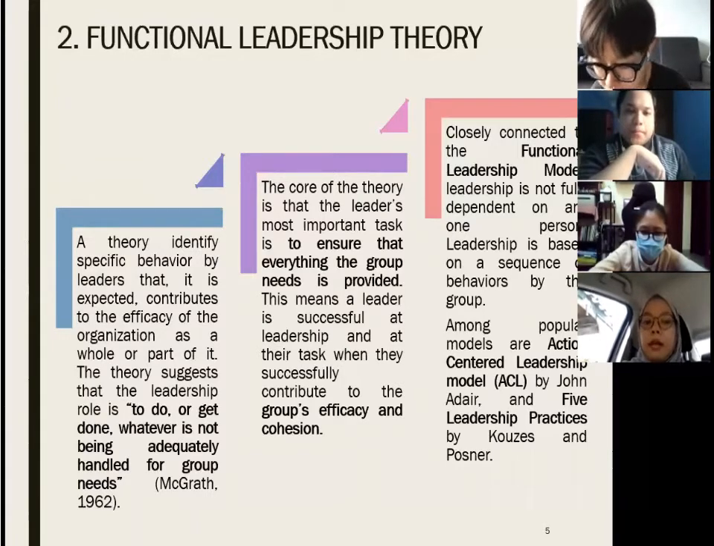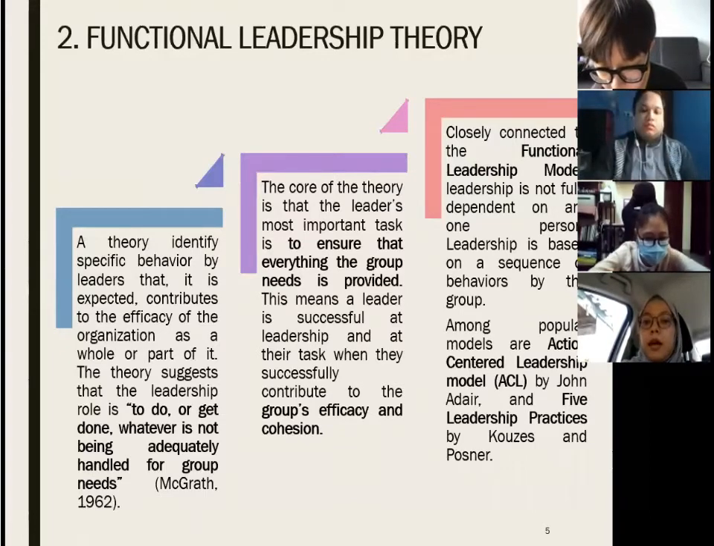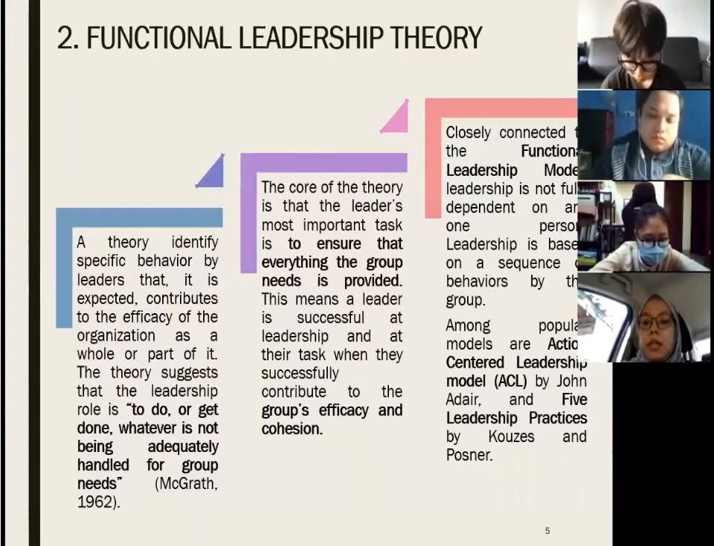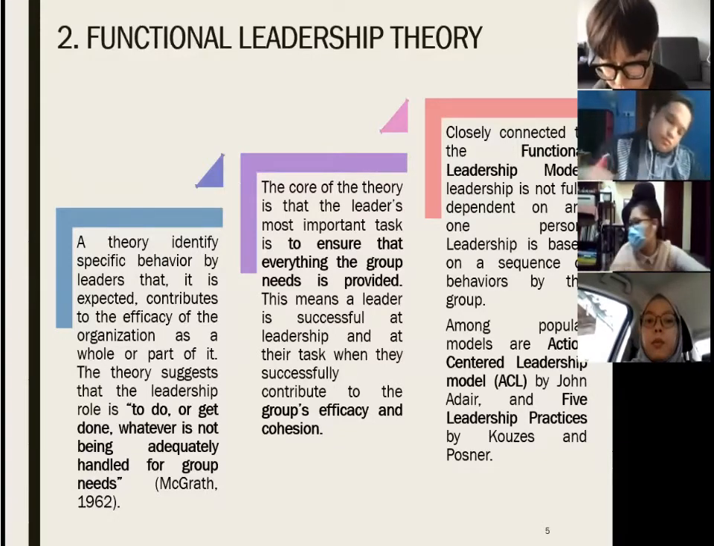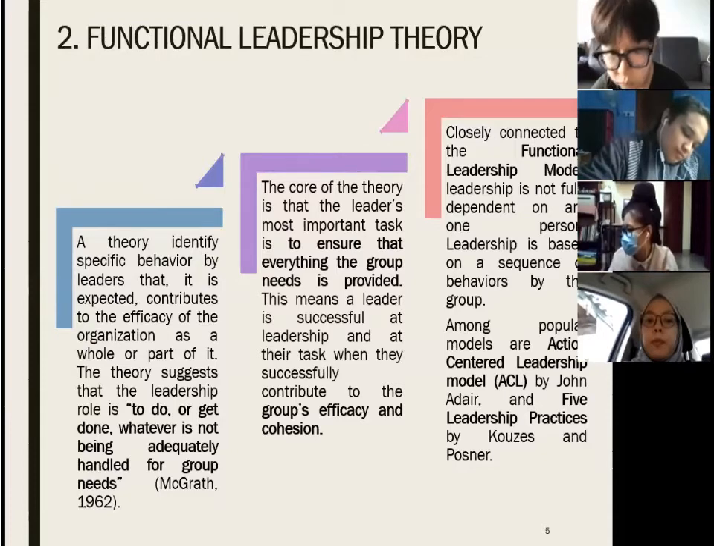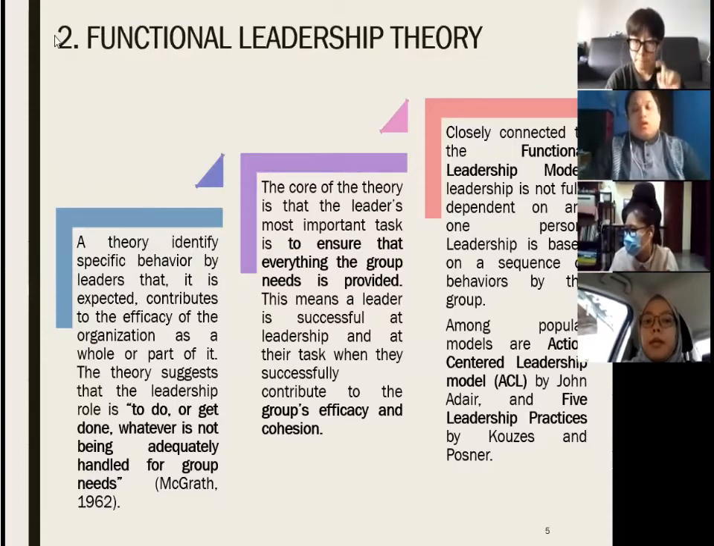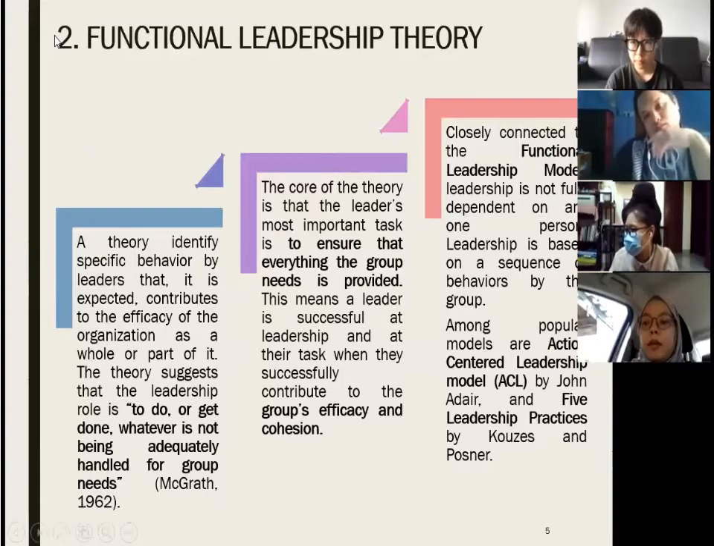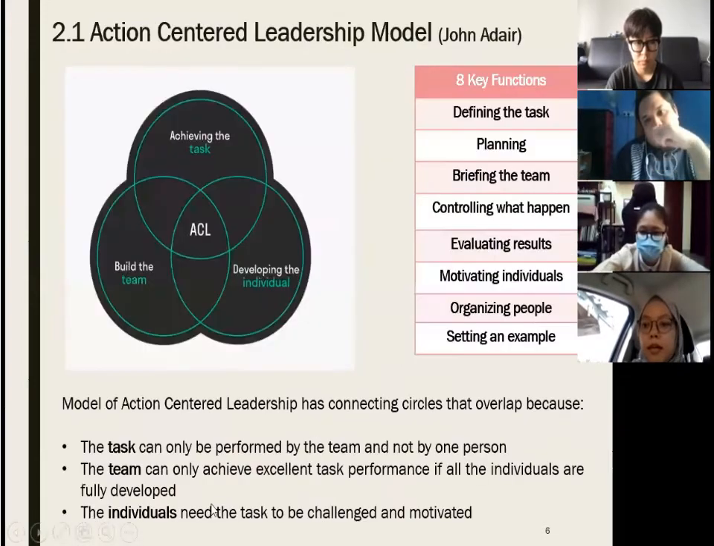And this theory is closely connected to the functional leadership model, where scholars designed this model by expanding the basis of this theory. In functional leadership models, leadership is not fully dependent on any one person, and also the 5 leadership practices by Kouzes and Posner. So next, we're going to discuss the functional leadership model.